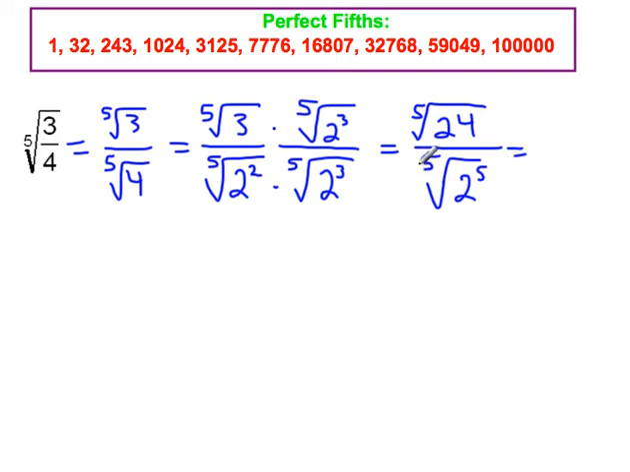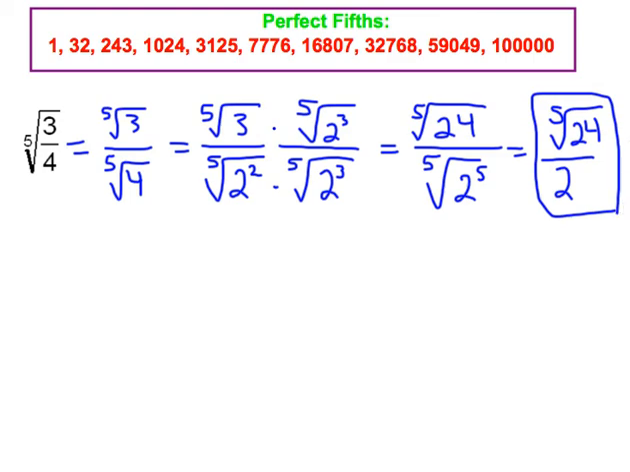So when I simplify this, the fifth root of 2 to the 5th ends up just being 2 because the fifth root and 2 to the 5th cancel each other out. You're left with the base. Fifth root of 24, there's no number besides 1 that is a perfect fifth that goes into 24. So I'm going to leave that as the fifth root of 24. So there's my simplified answer.